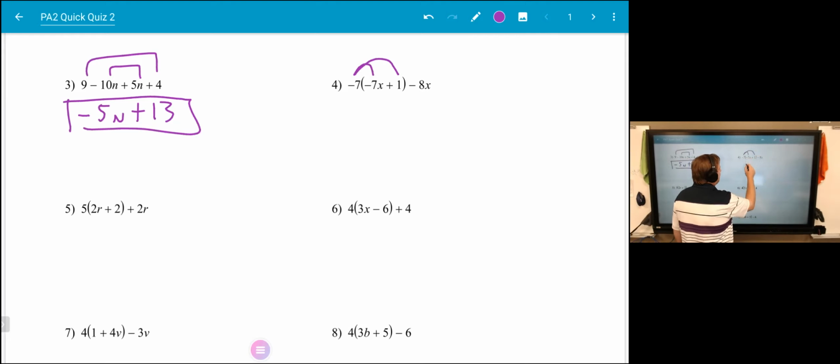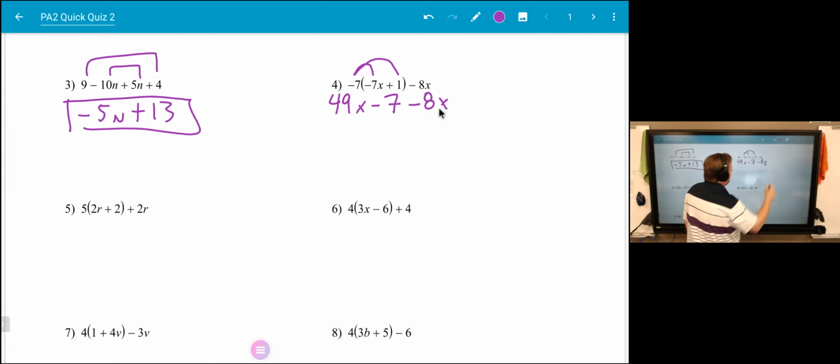Negative 7 times negative 7x, a negative times a negative is a positive because they have the same sign. Remember, if you're multiplying two things and they have different signs, then it's a negative. Negative 7 times negative 7 is a positive 49x. Negative 7 times positive 1 is negative 7 minus 8x. Again, that's just out there.